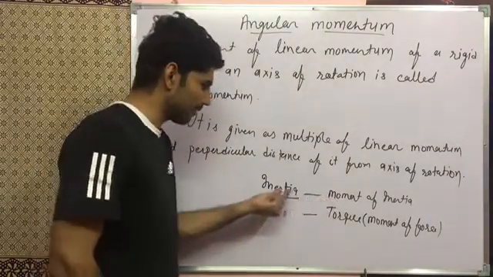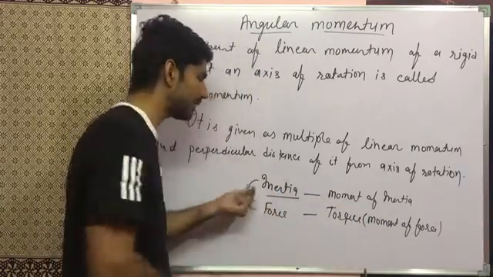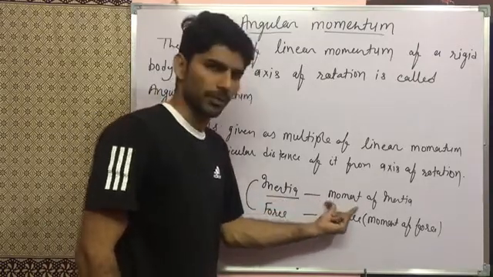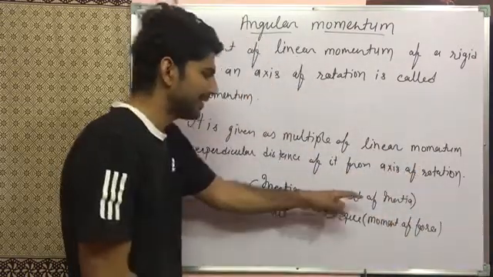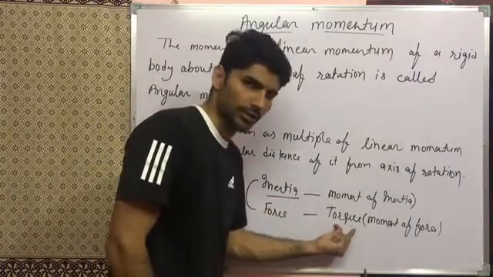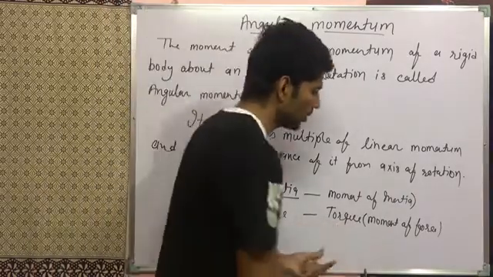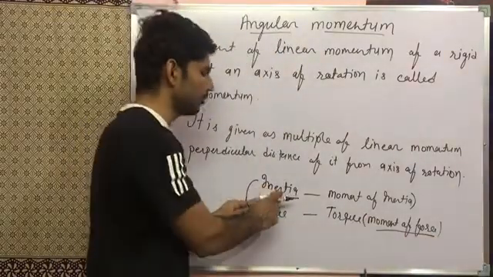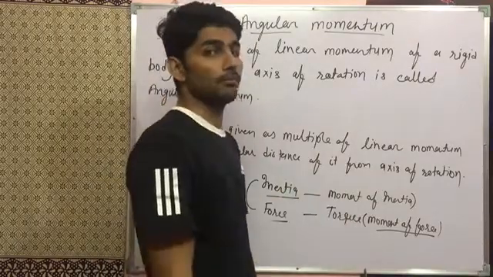These things came from linear motion. In linear motion we studied inertia, and now we have discussed the moment of inertia, which is the part of rotational motion and is like inertia in linear motion. We also discussed torque in rotational motion, which is like force in linear motion, and torque has one more name, which is moment of force. So here we converted inertia into moment of inertia and force into moment of force.